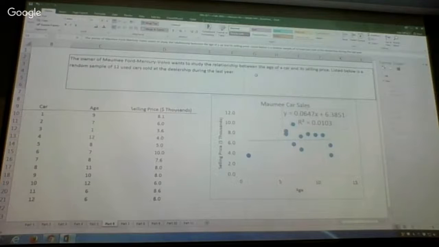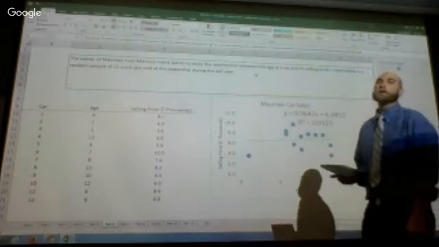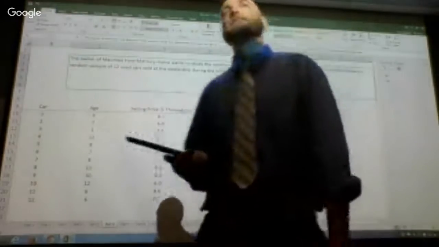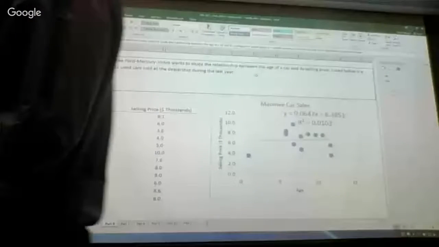R squared equals 0.01. The square root of 0.01 is 0.1. Correlation between those two is a positive 0.1. R is 0.1. Non-existent, weak, moderate, strong, or perfect. 0.1, somewhere between weak and non-existent. There's not much of a relationship between how old the car is and how much that car sells for.